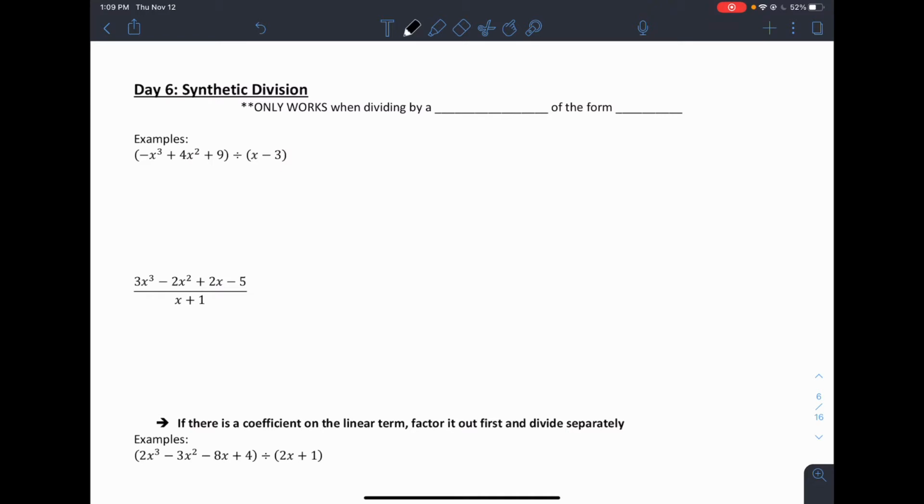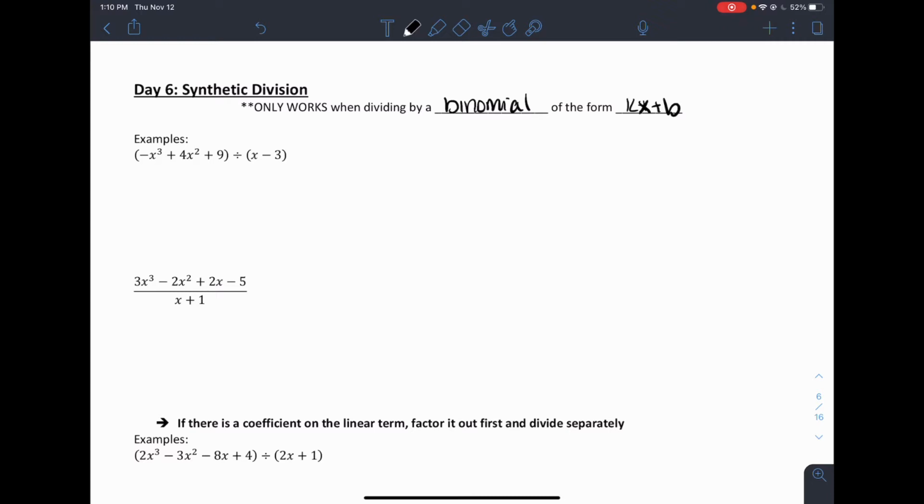Synthetic division is a shortcut that allows us to do division a little bit quicker than long division. But it only works in special cases. It only works when dividing by a binomial in the form kx plus b. It has to be like a coefficient times a linear variable plus a constant. The way we're going to do this is very similar to long division, but just a little bit backwards.